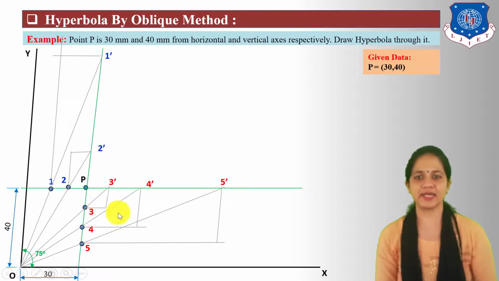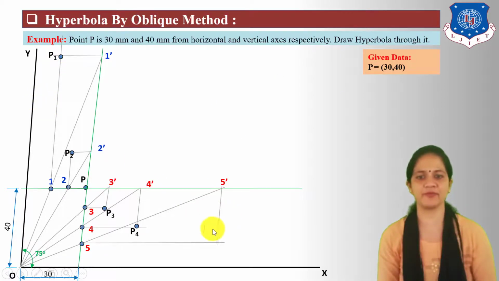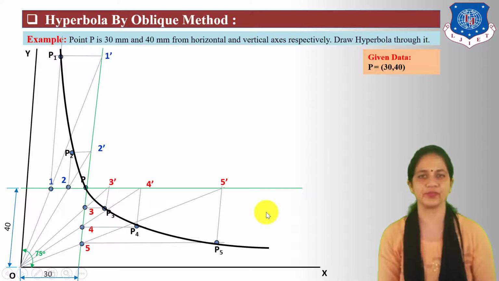Now, this intersecting point indicates here locus point of hyperbola. So mark here locus point P1, P2, P3, P4 and P5. Next, connect P1, P2, P3, P4 and P5 points freehandedly in form of curve. So this is the hyperbola by oblique method.